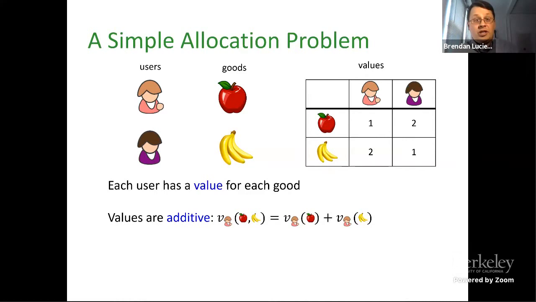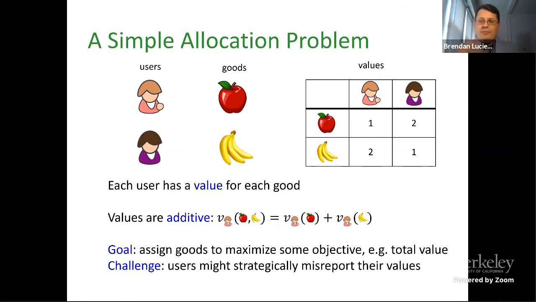Okay, so I want to imagine I have an allocation problem. I have some goods, an apple and a banana. I want to allocate them to some users, pink and purple. The users have values for the goods and values for combinations of the goods. Let's imagine those values come together additively. And my goal as a designer is to come up with some way to partition the goods amongst the buyers to maximize some objective. And for now, let's say it's total value. Okay, so a completely trivial optimization problem for an algorithmic game theory session.